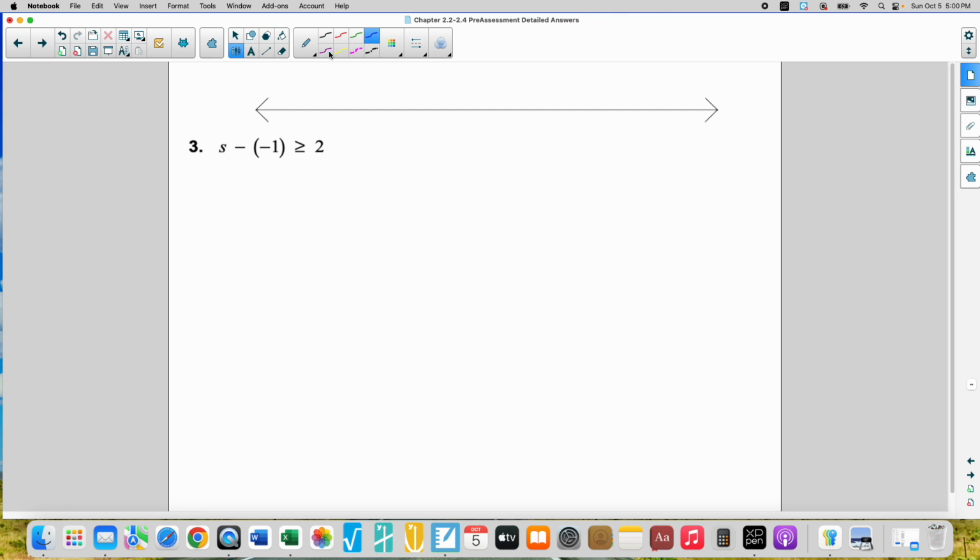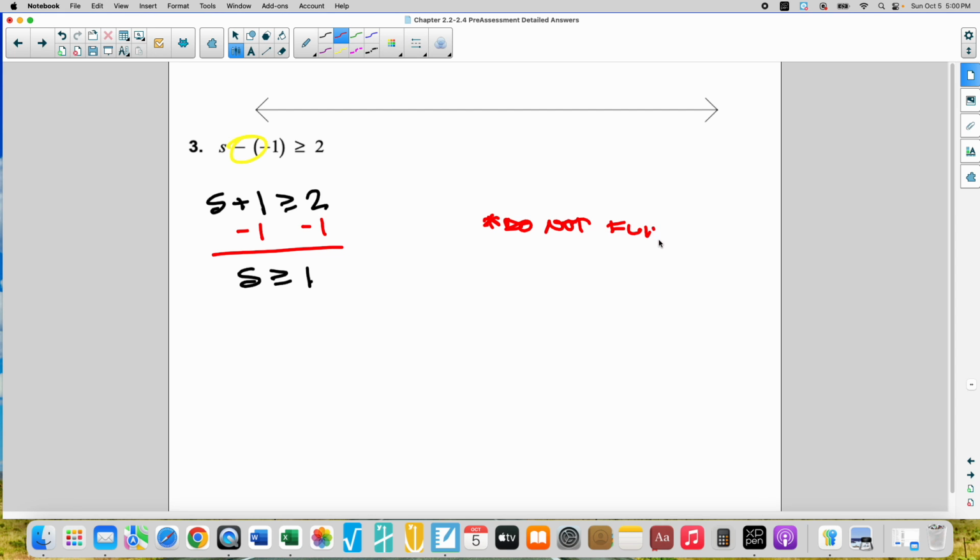When we have double signs, we should always simplify before moving. So a negative and a negative makes a positive. And now what's happening to the variable? It's being added. So we're going to subtract 1. +1, -1, cancel, leaving you with s is greater than or equal to 1. We don't flip the inequality sign. Do not flip the inequality sign. Don't flip when you subtract 1, when there's a -1.